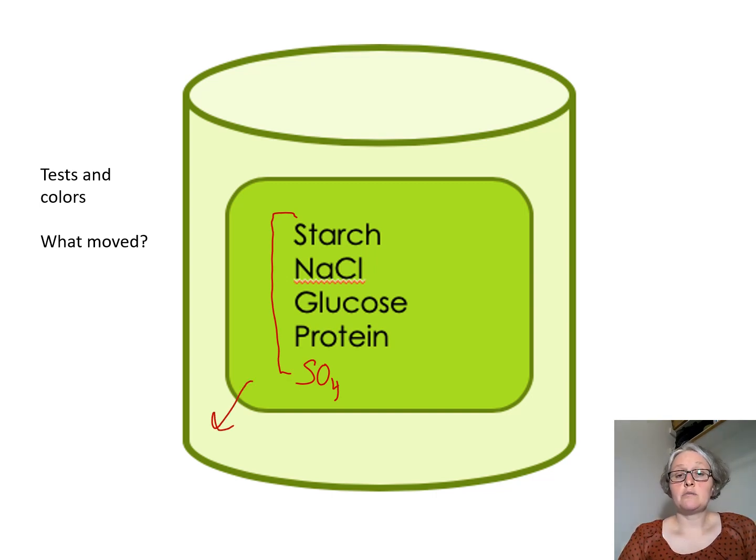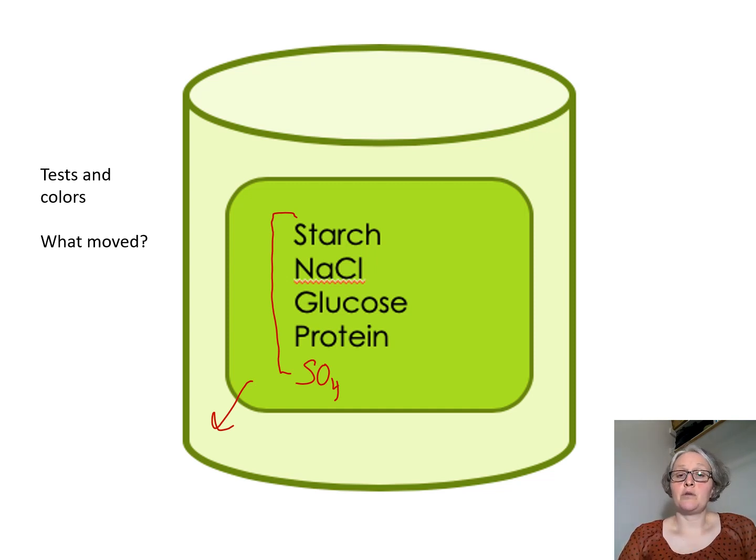For each of these molecules, you should know the test that we used and the colors they turned. For starch, we used an iodine test which will turn black. For sodium chloride, we used a test called silver nitrate, which turns white if it's positive. For glucose, we did a test called the Benedict's test, which turns orange if it's positive. For protein, we did a biuret test, which turns purple if it's positive. For the sulfates, we used a test called barium chloride, which turns white if it's positive. Be able to match each of those substances up with their tests, also their colors.